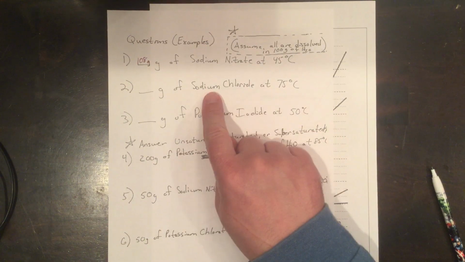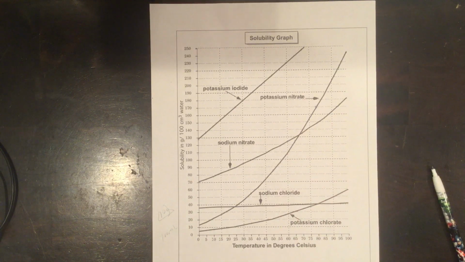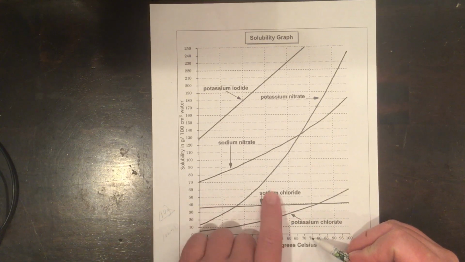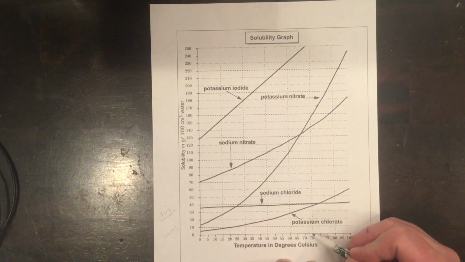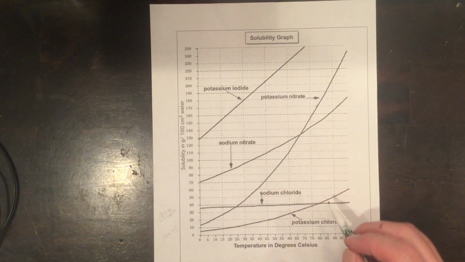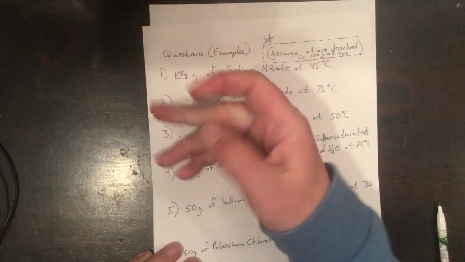Next one. 75 degrees, sodium chloride. That's table salt, NaCl. So we're going to find our 75 over here and go up until we hit our sodium chloride. These lines kind of meet up, but this is the flattish one. Oh, it's right on the line. That's very nice. It comes over here. It's 40 grams.